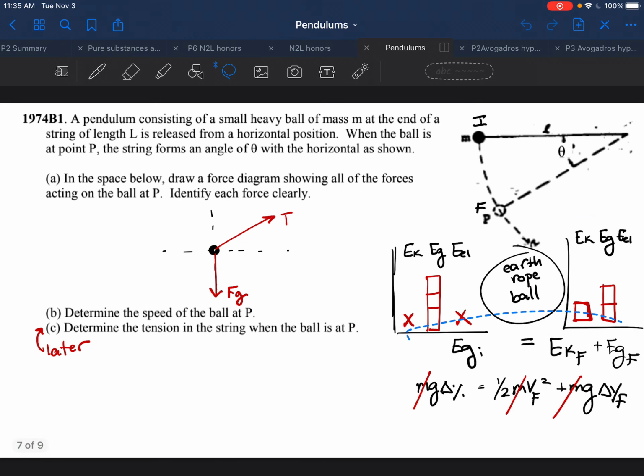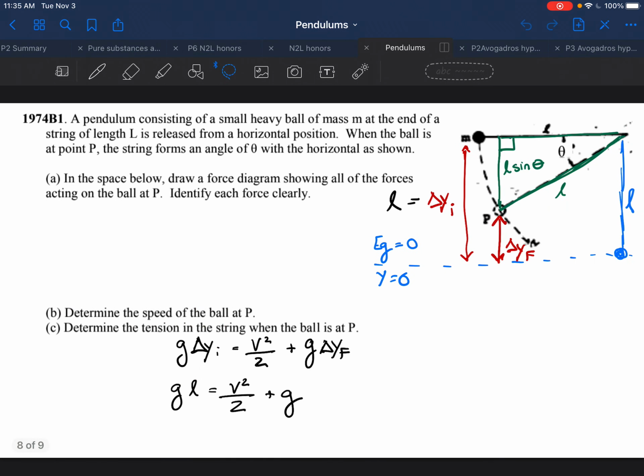So we ended up here with that bar chart, expanding that into this equation, letting the masses cancel, which brought us to this g delta y equals v squared over 2 plus g delta y final. And one thing that we found out here is that delta y originally is the length of the pendulum, because here is its lowest point. So here it's at a height of that L.